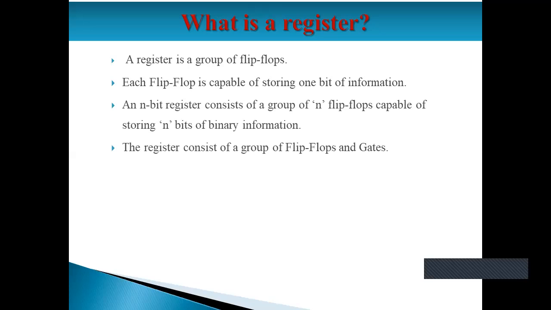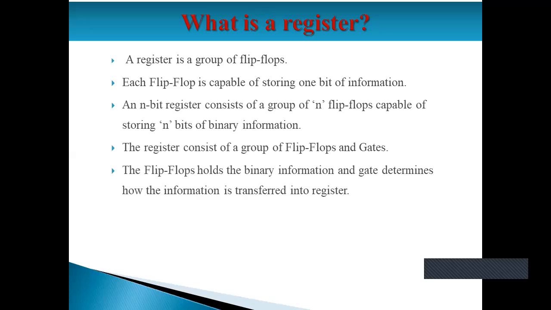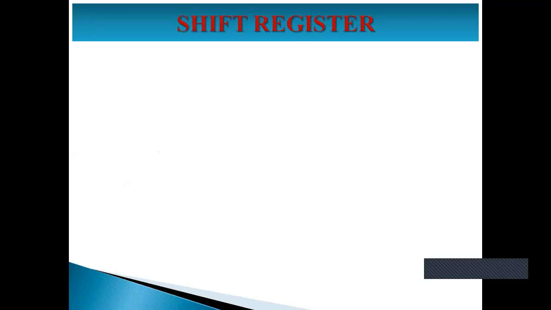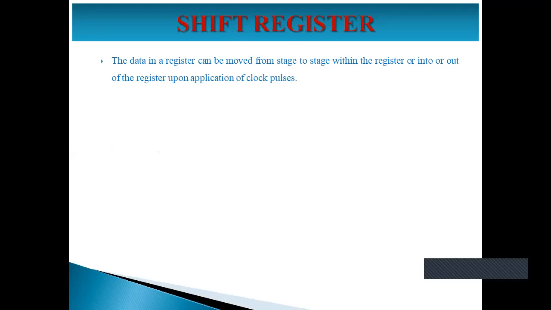The register consists of a group of flip-flops and gates. See, the flip-flop holds the binary information and the gate determines how the information is transferred into the register. A register capable of shifting its binary information in one or more directions, or both directions, is called a shift register. Okay, now what is this shift register? See, in a shift register the data in a register can be moved from stage to stage within the register, or into or out of the register, upon application of clock pulses.